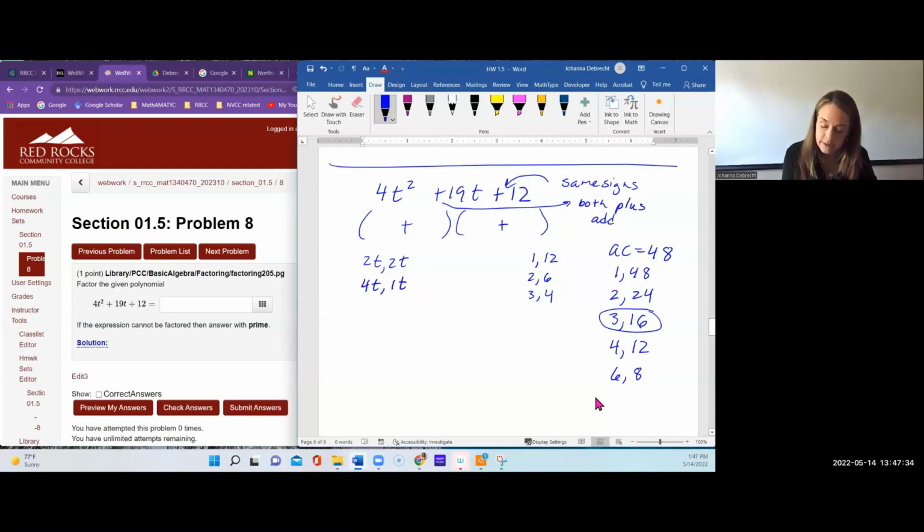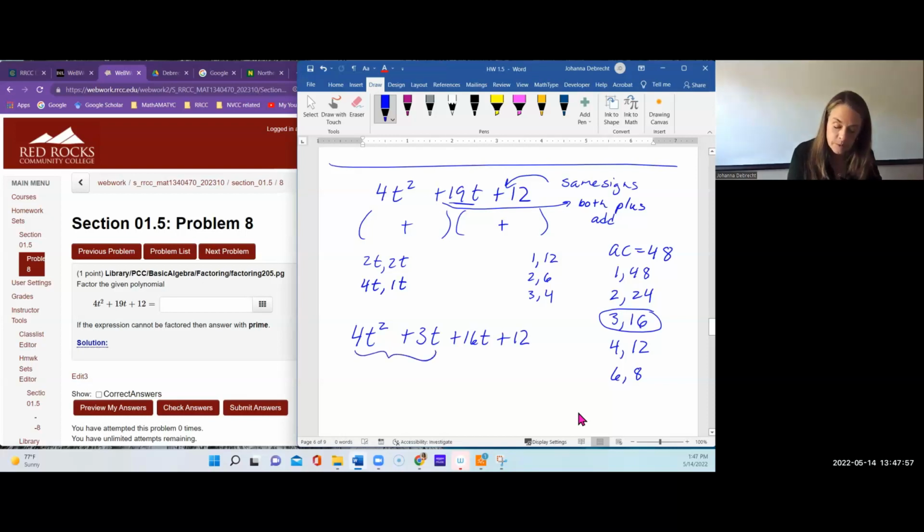19, there it is. Now let's rewrite what we have at the beginning, 4t squared, and replace the 19t with what we have here on the right. So we have a plus 3t plus 16t plus 12.